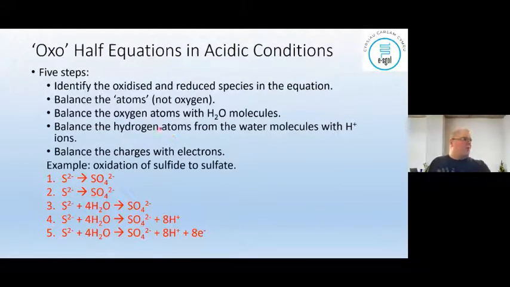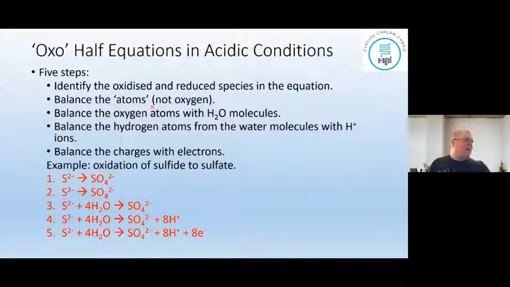Right, now with the oxo equations, we have 5 steps. Again, I wanted these to pop up one at a time, but never mind. First we identify the oxidized and reduced species in the equation. So this was going to be oxidation of sulfide to sulfate. So I've isolated sulfide and sulfate into a single equation.